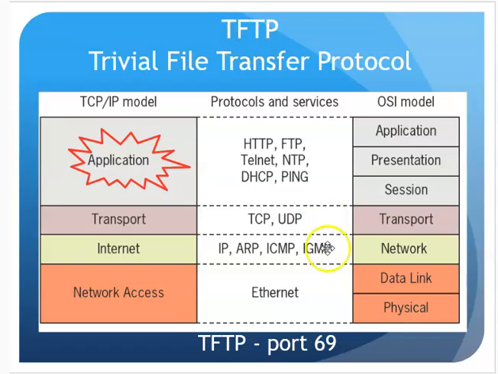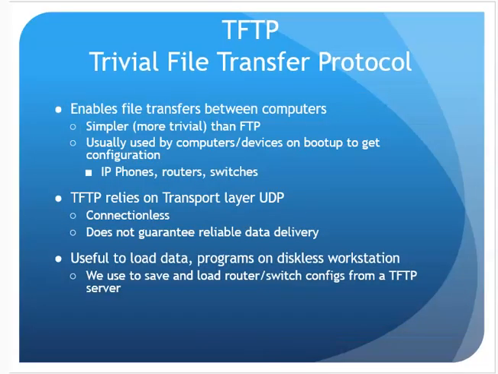TFTP, Trivial File Transfer Protocol, uses port 69. That's an application we'll be dealing with. This allows us to send basic text files from something like a switch or a router back to a central location for storage purposes. This is connectionless. It does not guarantee delivery, but it's made for very small basic text files.